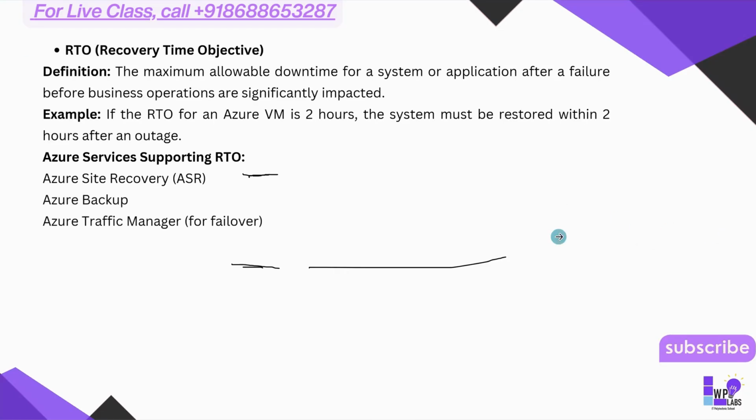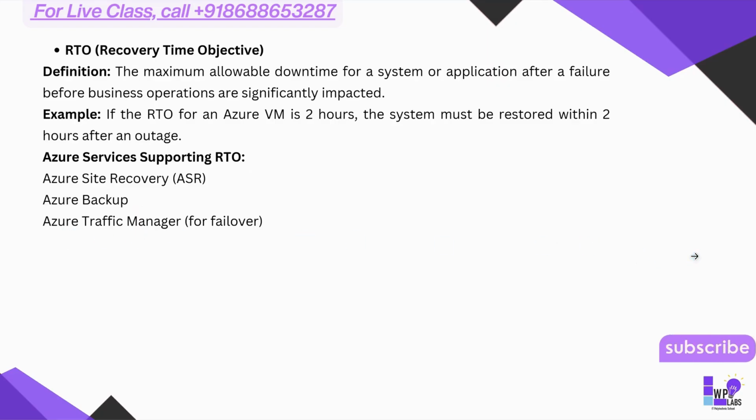So what is RTO? The definition is the maximum allowable downtime for a system or application after a failure before business operations are significantly impacted. So if the RTO for an Azure VM is 2 hours, the system must be restored within 2 hours after an outage. The services which support the RTO are Azure Site Recovery, Azure Backup, and Azure Traffic Manager.